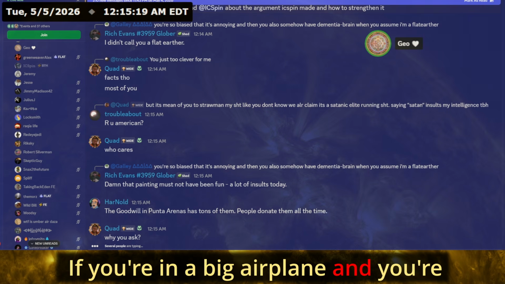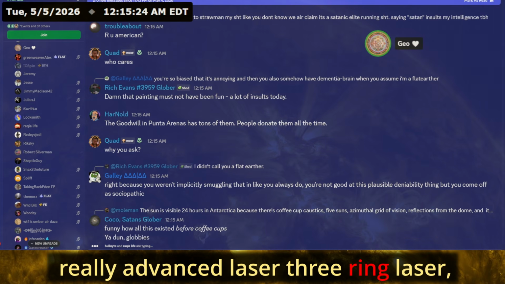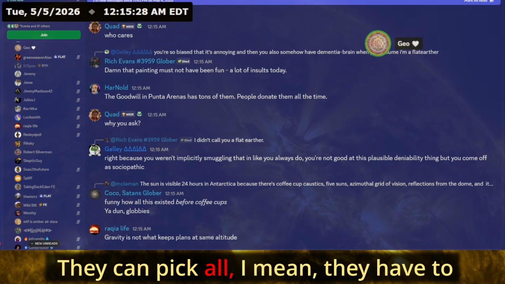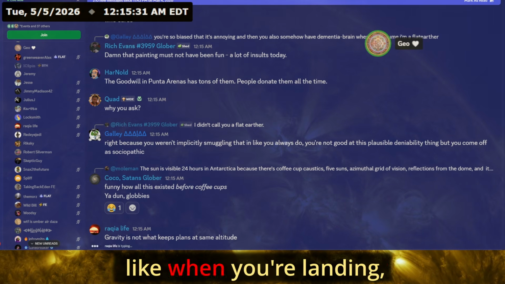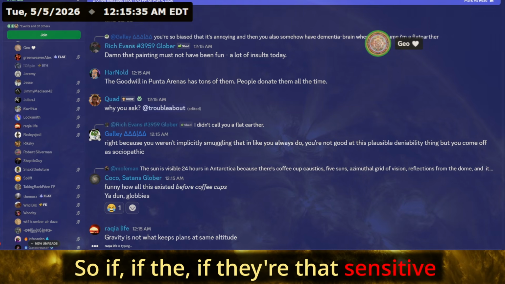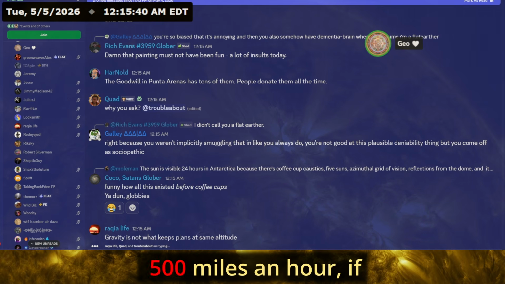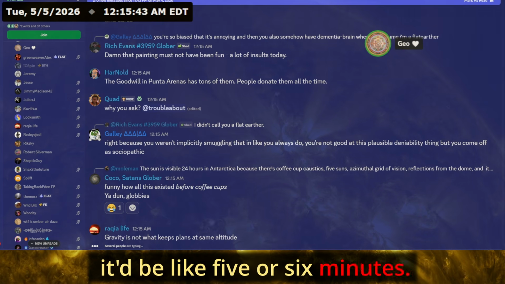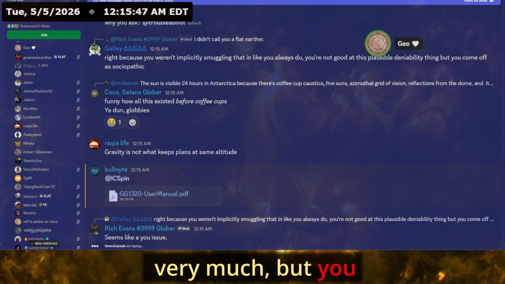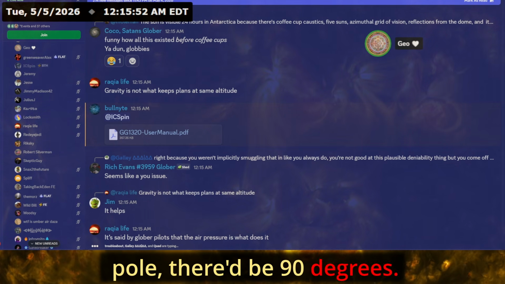Yeah, if you're in a big airplane, flying across the alleged globe, you have one of these really advanced laser, 3-ring laser, interferometry gyroscopes and so on that are very sensitive. They have to be very, very accurate for when you're landing, what angle you're at and all those factors. So if they're that sensitive, and if it's 1 degree every 5-6 minutes, you were saying 7, if you're going 500 miles an hour, if you're going a little faster, it'd be 5 or 6 minutes. So every 5 or 6 minutes, you're tilting 1 degree. Now you might think 1 degree is not very much, but if you were to fly all the way from the equator to the North Pole, there'd be 90 degrees.